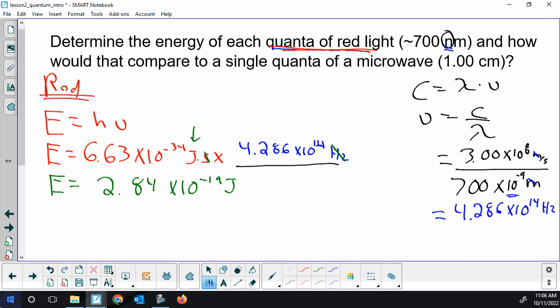So let's compare that to a microwave. Now, a microwave has a wavelength of a centimeter. So we went from a very tiny wavelength way up to a centimeter, 10 to the minus 7 or so, up to 10 to the minus 2 meters, centi being 10 to the minus 2.